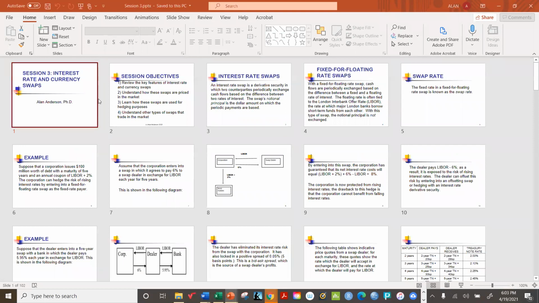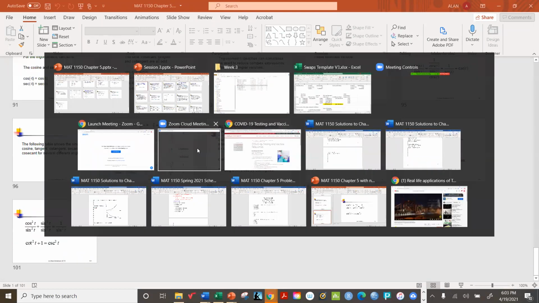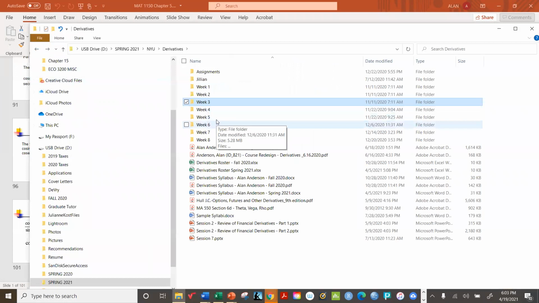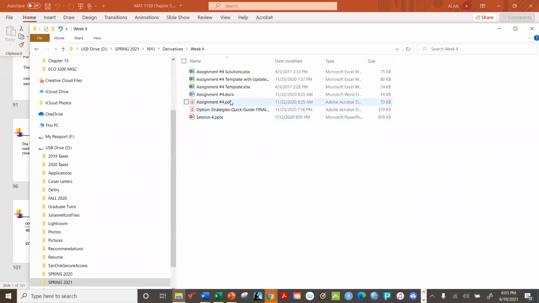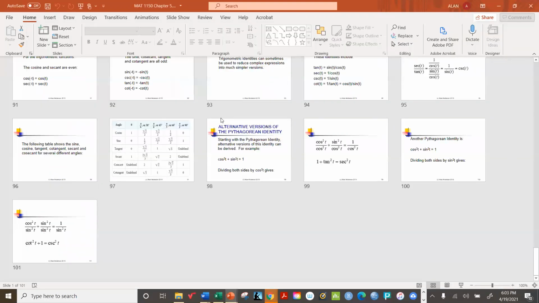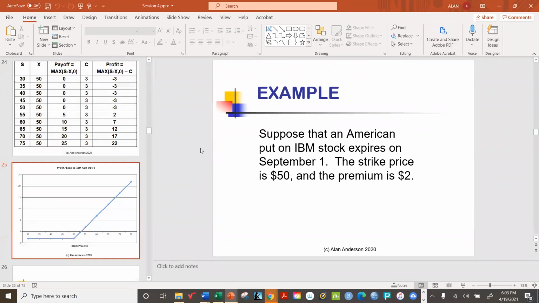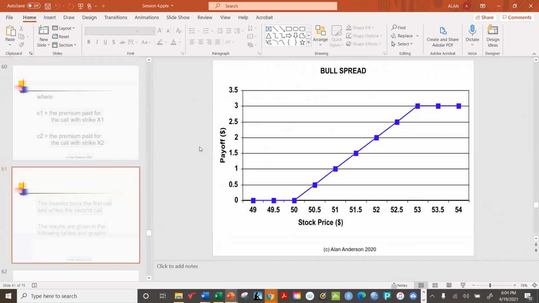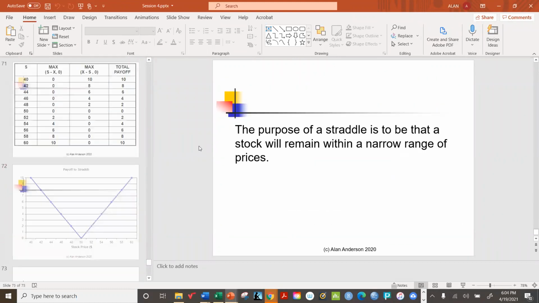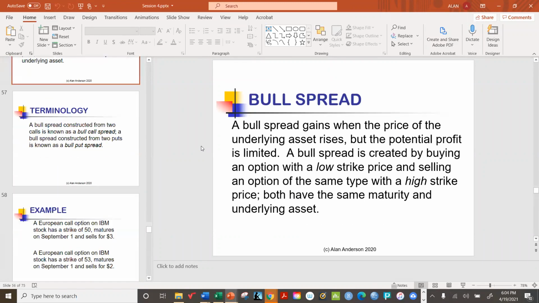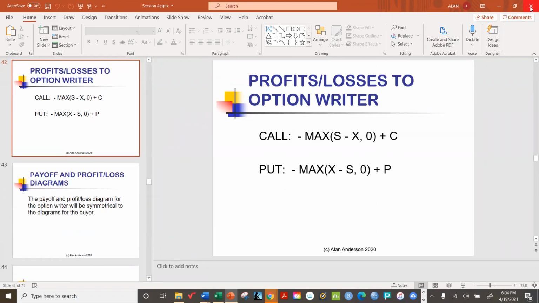All right. Now, by the way, if we run a little short on time, let's see, week 4, just out of curiosity. Oh yeah, options. Okay. So we'll see how it goes. If we finish a little early, maybe we'll take a peek at these options. But right now, we're going to focus our attention on swaps.